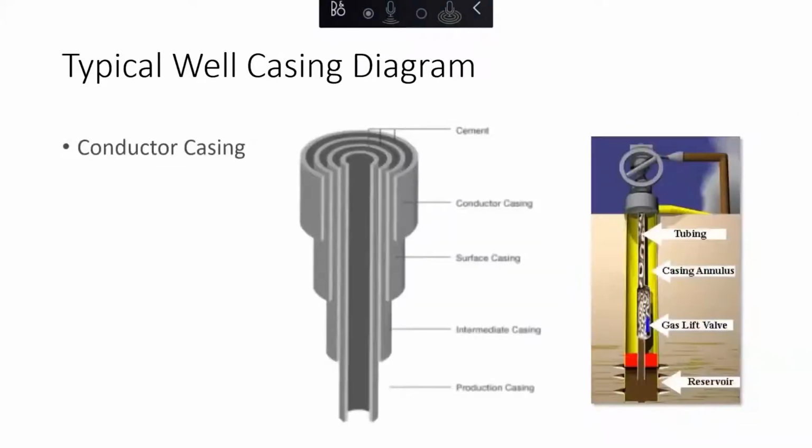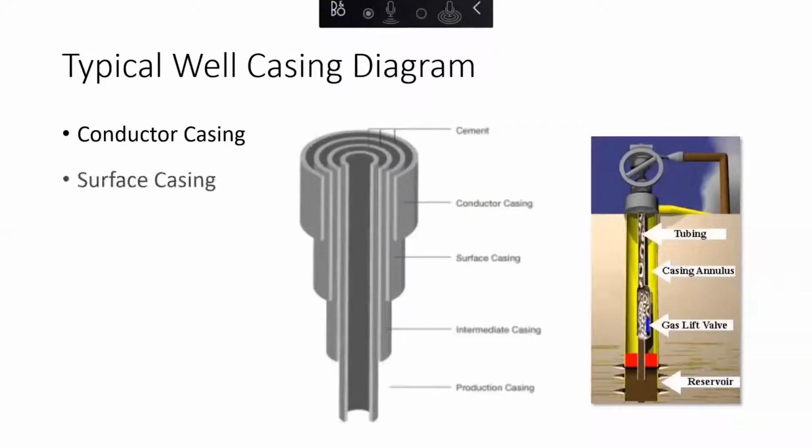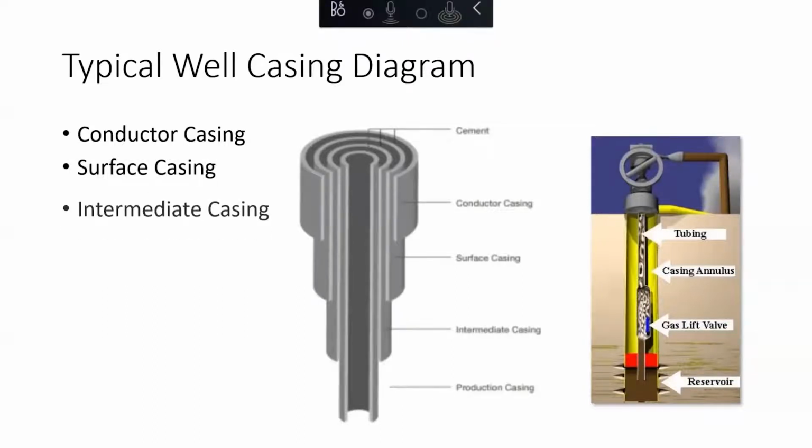As mentioned before, there are several types of casings. First is the conductor casing. This is the outermost and shallowest casing that we have at the rig site. Normally it's only a couple of feet down from the surface. Then surface casing, and then smaller than that, intermediate casing.